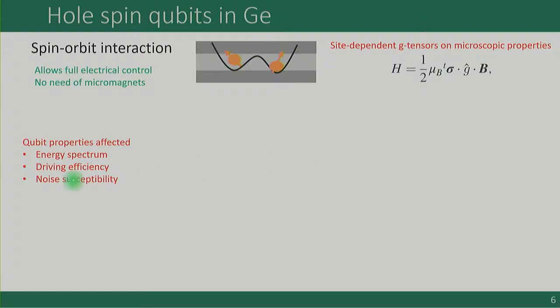So as I said, it allows for full electrical control, but also it brings to the problem some site-dependent g-tensors that depend on the microscopic properties of the device. So that means that every spin qubit we have will be slightly different from the neighbor. And that affects the qubit properties, such as the energy spectrum, the driving efficiency, and the noise susceptibility.